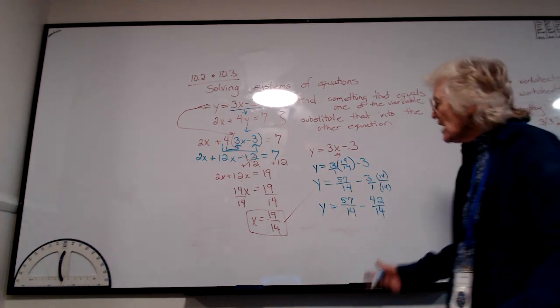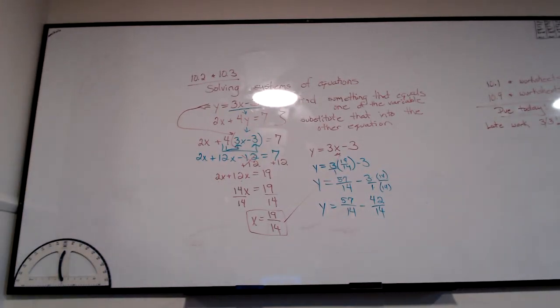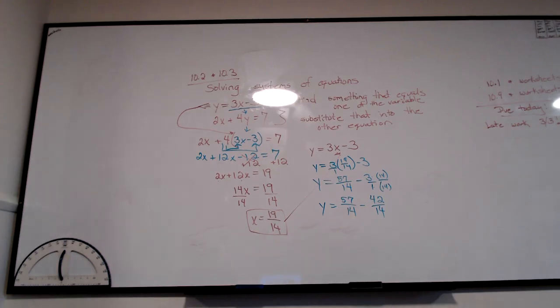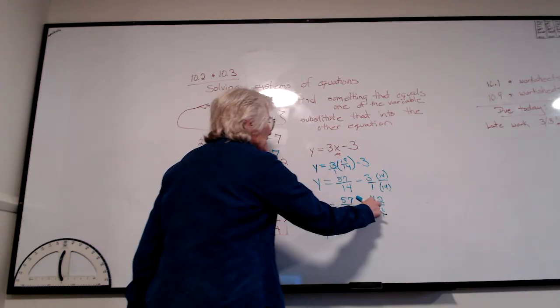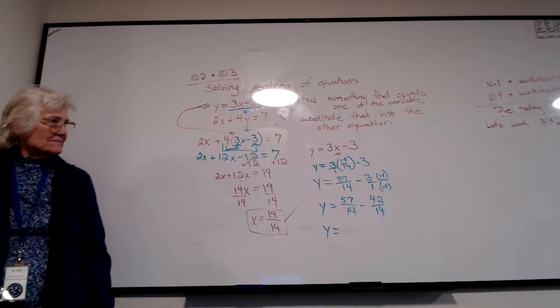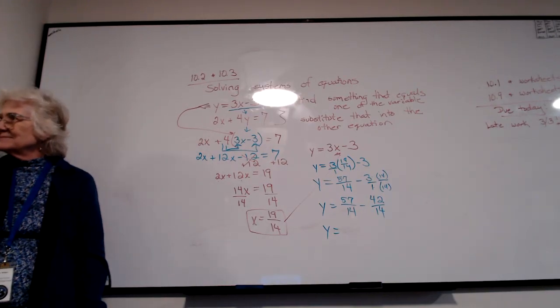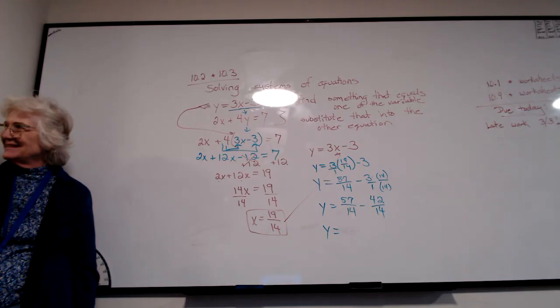Okay? So now we do our subtraction. So what do we get? Ava, what's our answer going to be? 8. Try again. 57 minus 42. Oh, it's been a while. Oh, wait. Why is this so difficult?